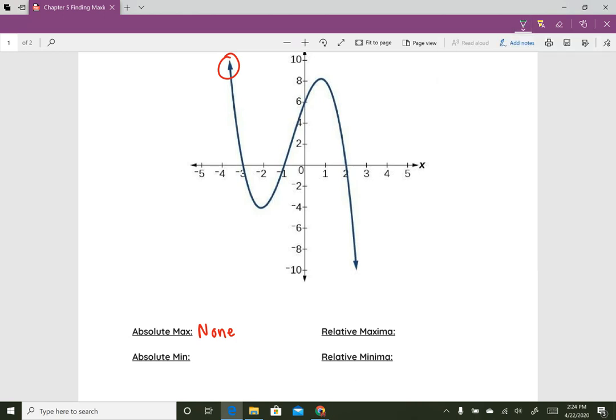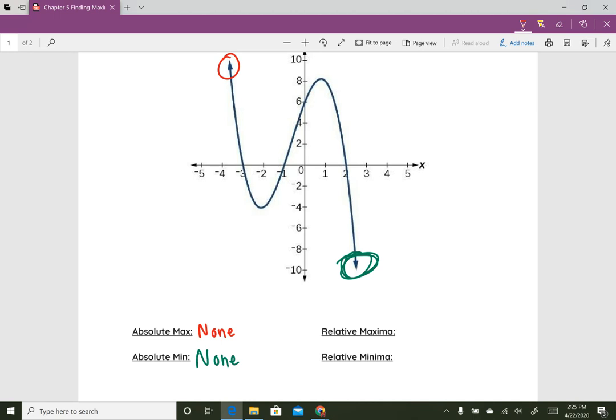What about an absolute min? Where's the lowest point of this graph? Well, be careful here because, again, we have another arrow, right down here on the right side of the graph. We also don't have an absolute min because we don't have a low point of the graph, because it's going all the way down to negative infinity. If we don't know what the numerical value of positive infinity is, how are we going to know what negative infinity is? We'll move to relative maximum, relative minimum.